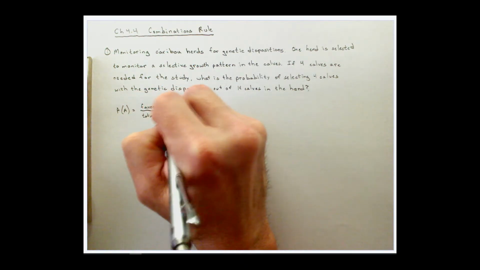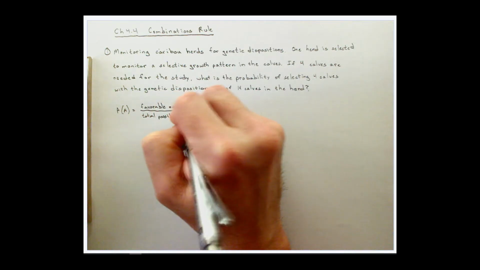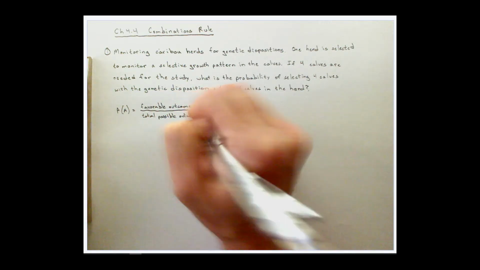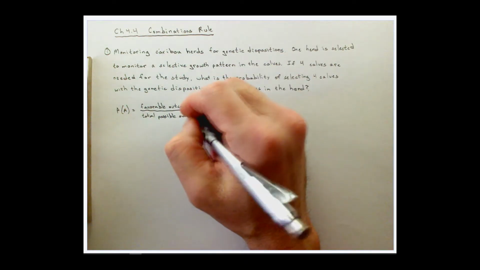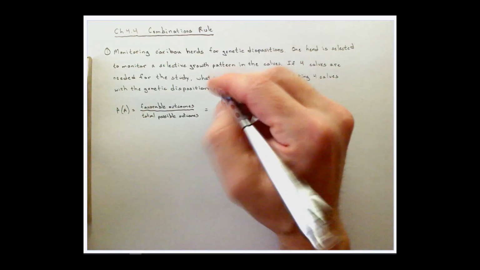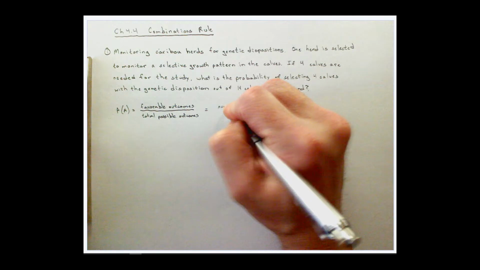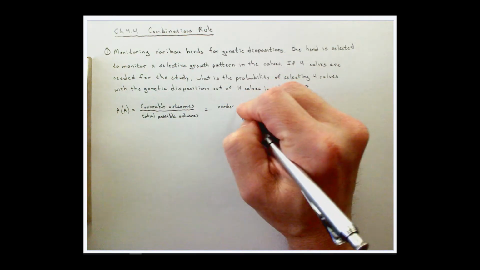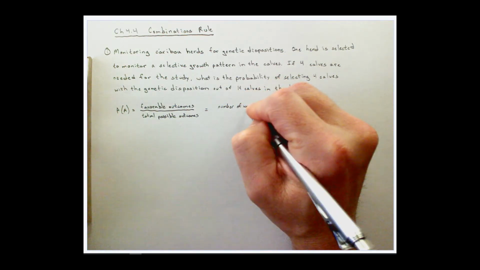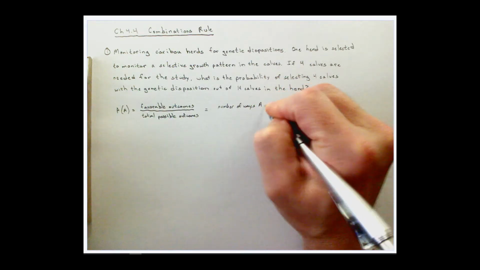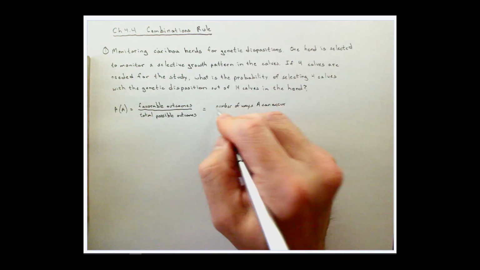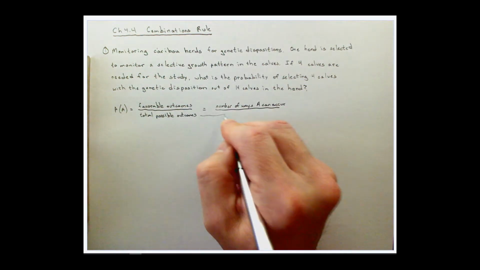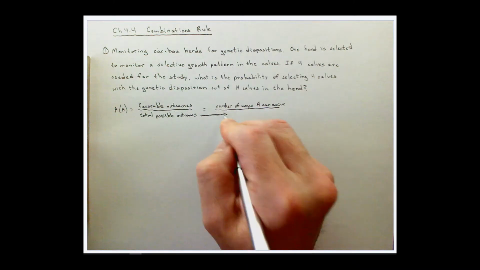Over my total possible outcomes. And you know, these are just words, just statements which help us understand what is the numerator and what is the denominator. Another way I could look at this is I could just say the number of ways A can occur, A being event A. And again, it's over the same thing, total number of possible outcomes.